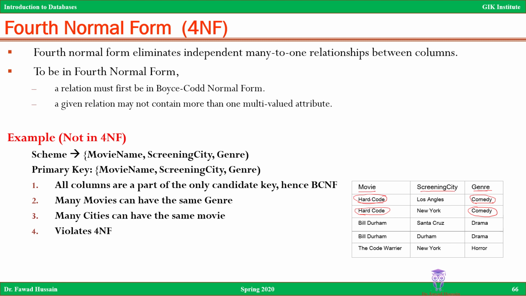For Los Angeles, Hard Code and comedy is the same thing. For New York, Hard Code and comedy is the same thing. So for this attribute, the other two are having repeated values. So in that case, the fourth normal form is violated. This is called a violation due to repeating multi-valued attributes. And the way to fix it is that we are going to have to split the data into movies and screening cities, and movies and the genre. So we are going to split this data, and then we are going to solve this problem.